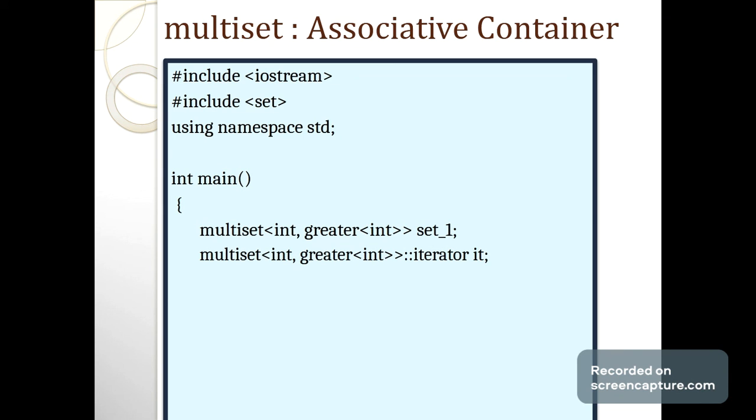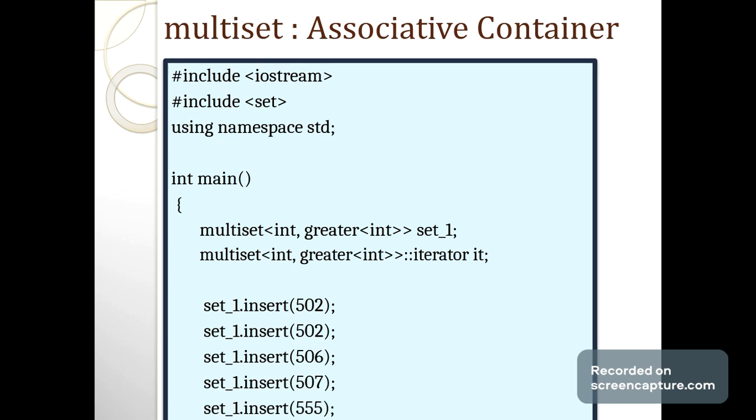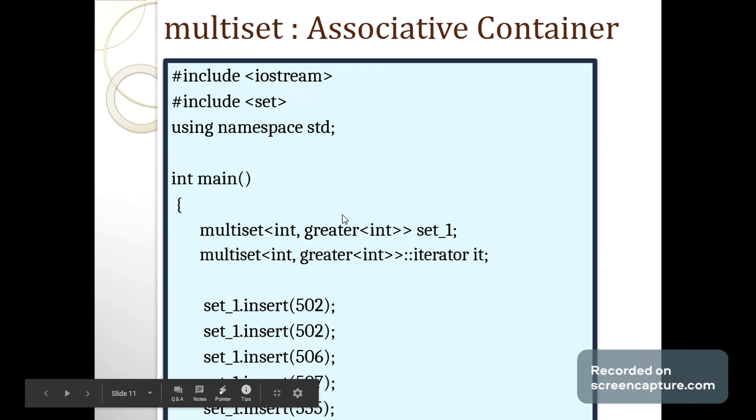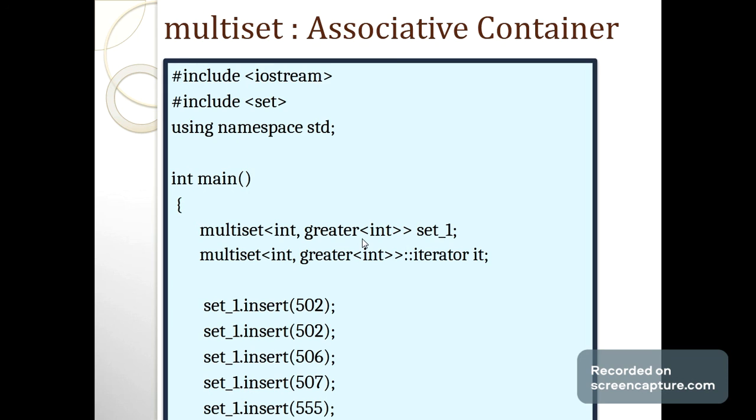Again, for that I am taking an iterator. Now inside the set I am using the insert function. Remember, push_back was only in sequential containers. This is not there in associative containers. So here I am using set1 dot insert 502, 502, 506, 507, 555. Now here I have inserted in ascending order, but when you see the output, you will see it in descending order. Why? Because you have mentioned the multi-set should have greater values first and then smaller values. So if you see the output, it will give you 555, 507, 506 and 502.